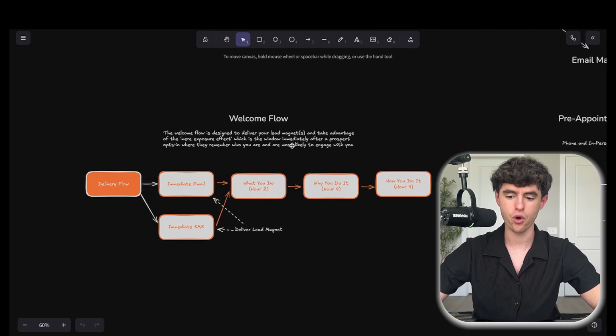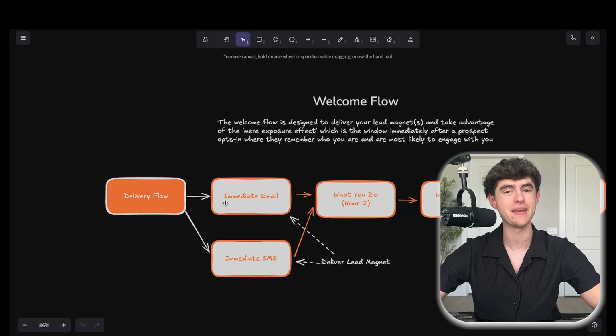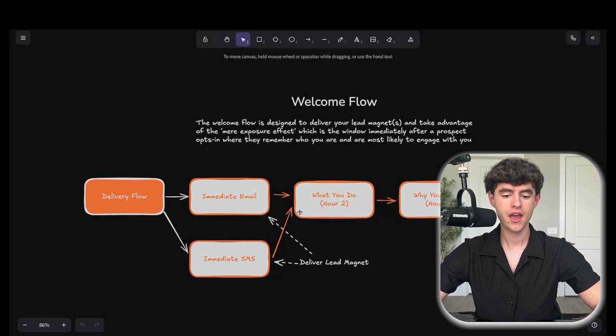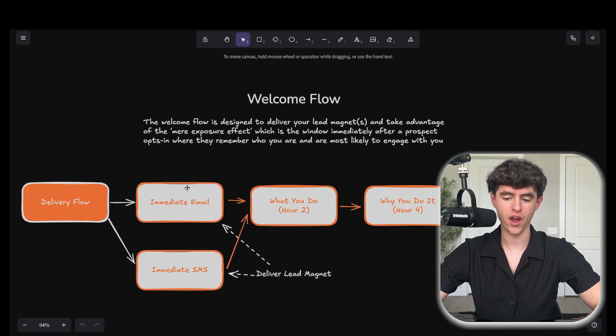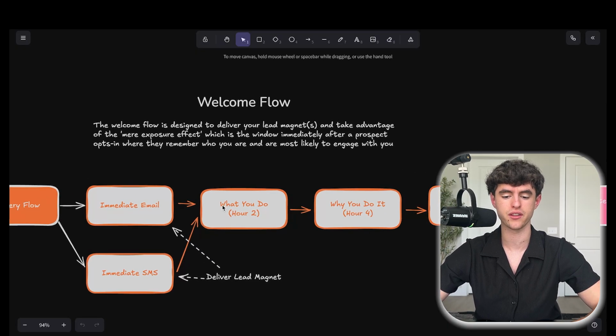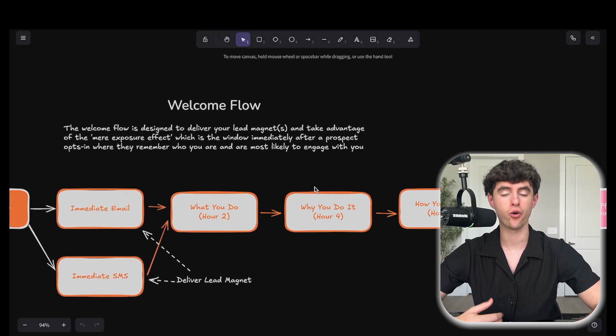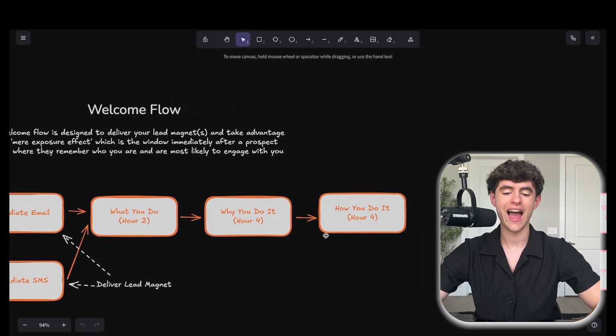And essentially what you're going to want to do here is send an immediate email and an immediate SMS. You're going to deliver the lead magnet in the SMS and the email jointly. And then as soon as this is sent, 2 hours in, you're going to send them another email on what you do. Then you're going to send them, on hour 4, why you actually do what you do. And then hour 4, you're also going to send another email on how you actually accomplish this, right?